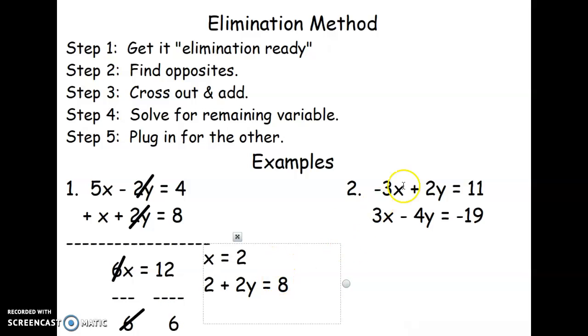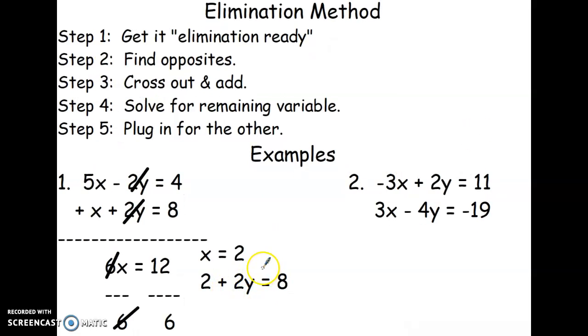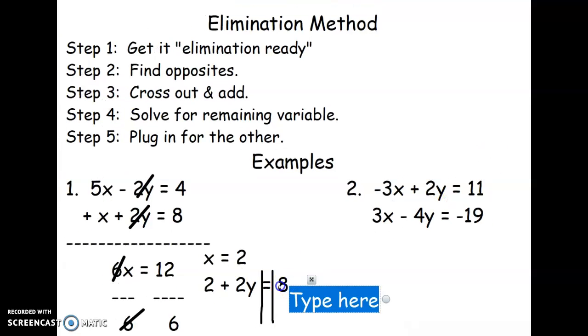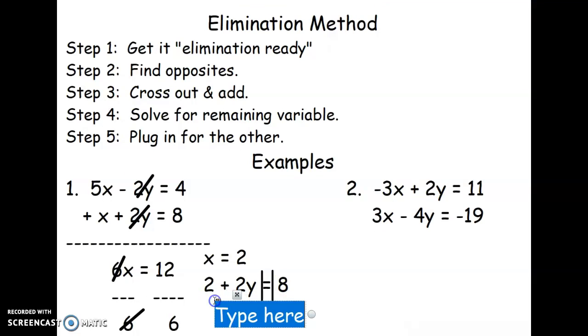I want to get x by itself. I'm sorry, I want to get y by itself. So let me go here, let me make my bridge. Okay. I want to get y by itself. So I'm going to first subtract 2 from both sides because the opposite of 2 is a minus 2.